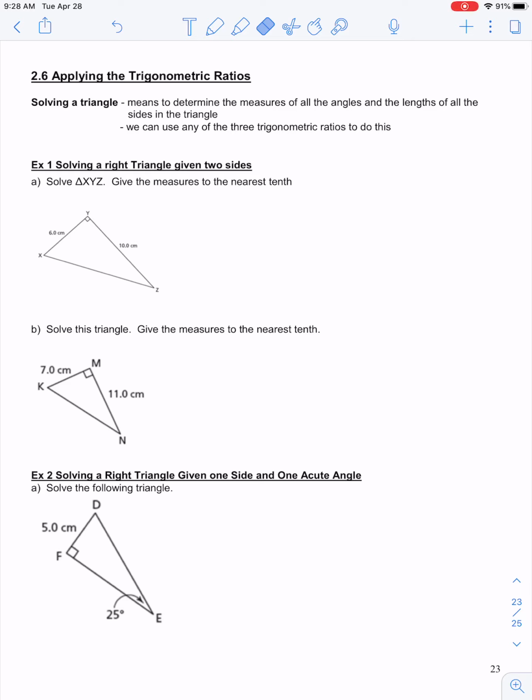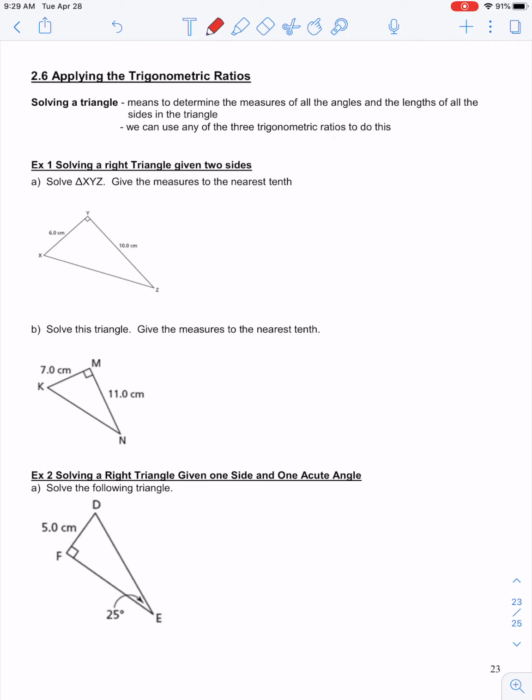We're going to go through lesson 2.6, applying the trigonometric ratios. Solving a triangle means to determine the measures of the angles and the lengths of all the sides in the triangle. So basically what we're doing is figuring out every missing side and every missing angle in the triangle. And number 2 here, we can use any of the 3 trigonometric ratios to do this.